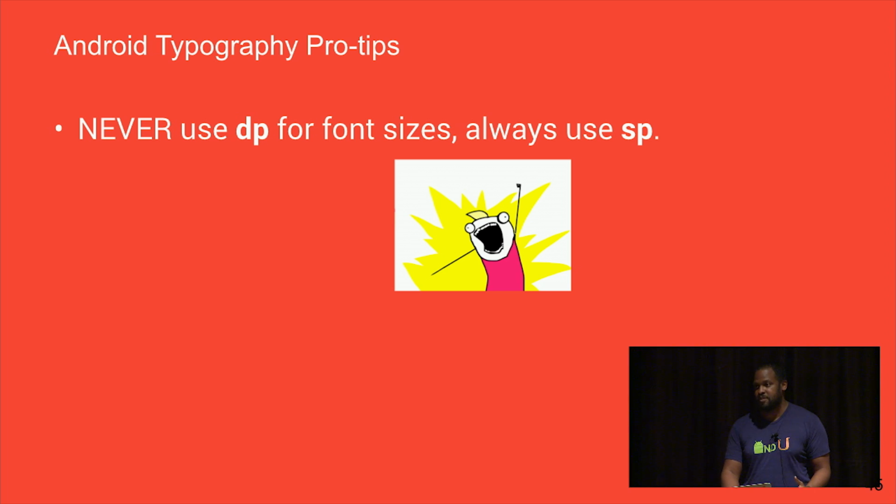My pro tips for Android typography: never use dips for font sizes. You always use SP, which is scale-independent pixels, which allows your font to be resized if the user has a large or small setting.